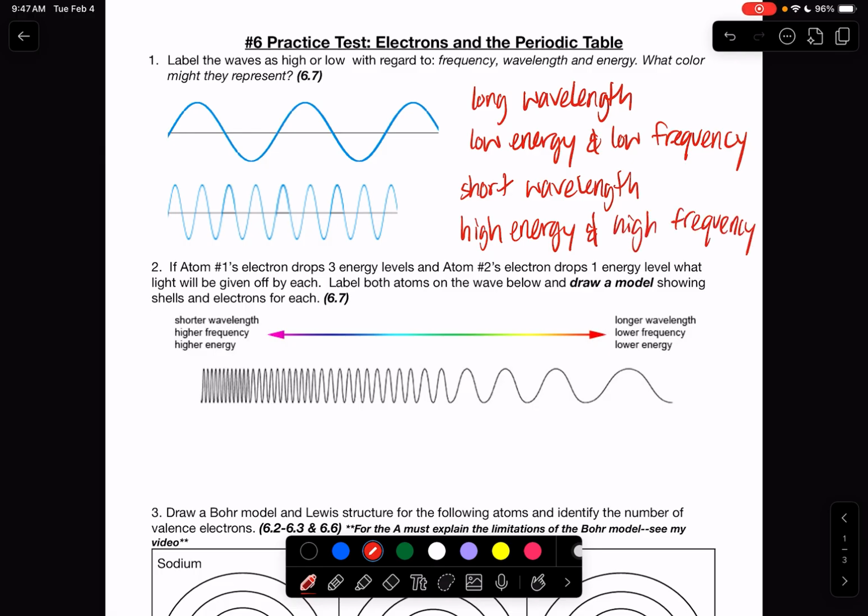And how we can tell it's a long or short wavelength is because of the distance between these peaks. So that's a pretty long distance versus this one is a pretty short distance. So that's a short wavelength and the one on top is a long wavelength. And the relationship between these two is an inverse relationship, which means as one goes up, the other one goes down. So as the wavelength gets longer, the energy gets lower. And as the wavelength for the second one gets shorter, the energy gets higher. So that's an inverse relationship.